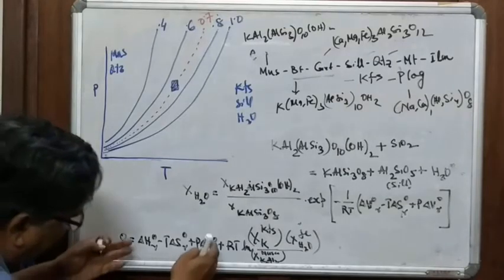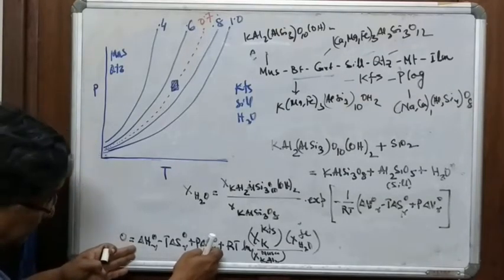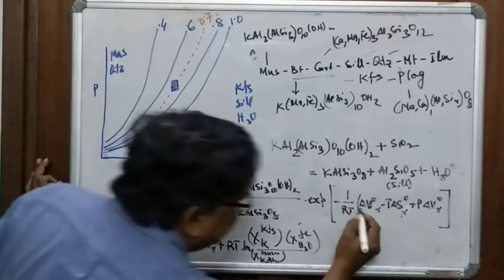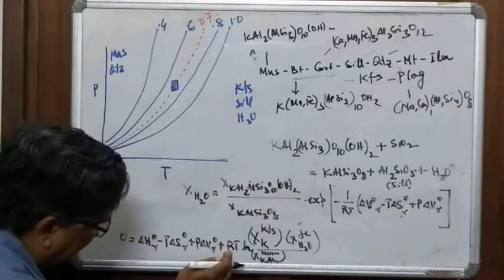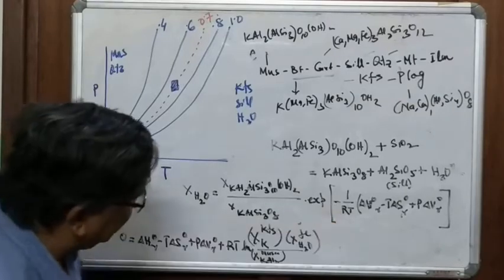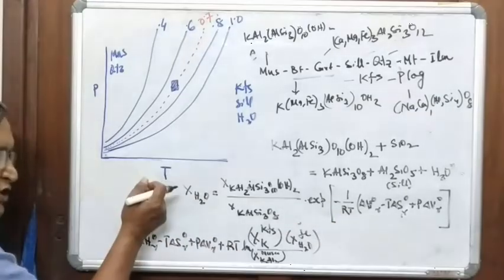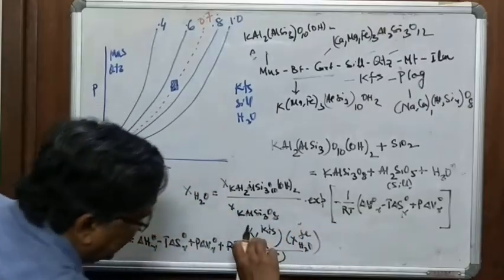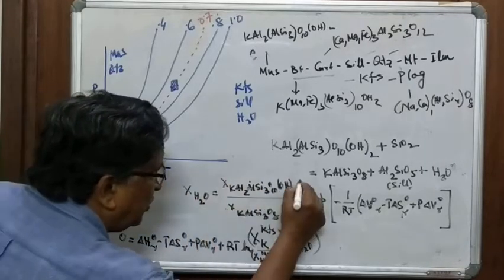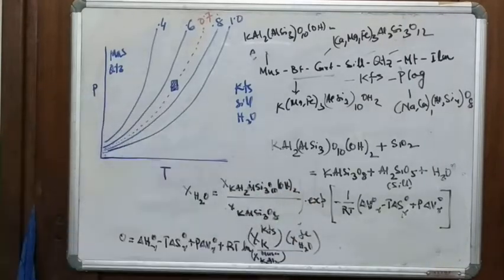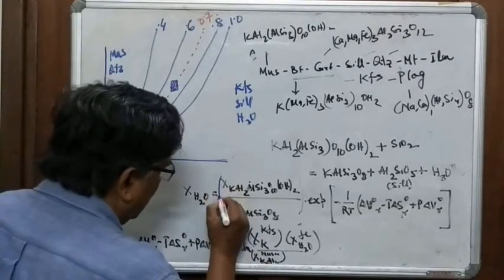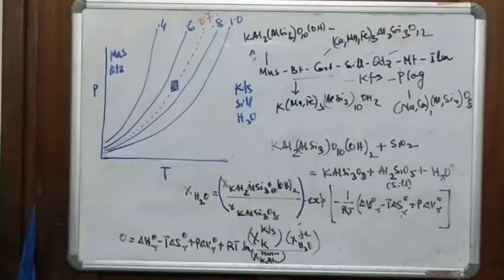What did I do? I took this whole part. You see there are no compositional terms here. I took this whole part to the left. So there was a negative sign. And then I had divided this by RT. So it's minus 1 by RT. And then I took the exponential of it. And this one should then reverse and come here. So this is how XH2O, your equation, looks like now.